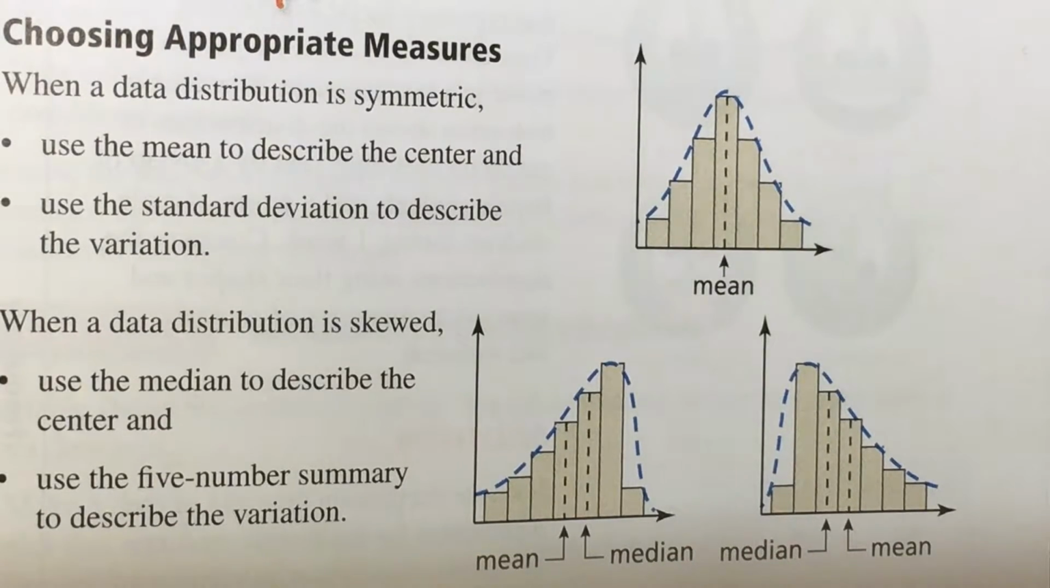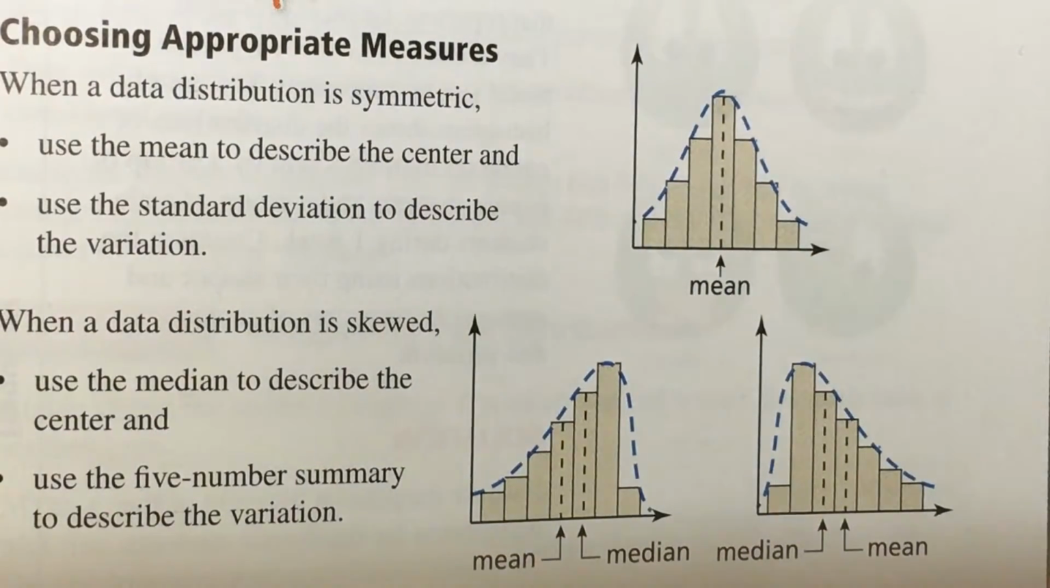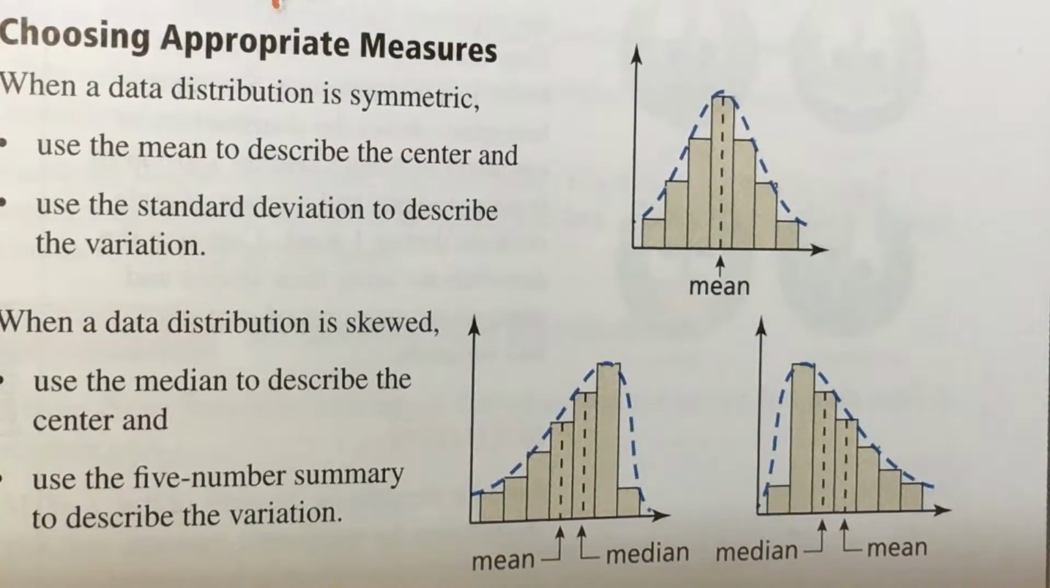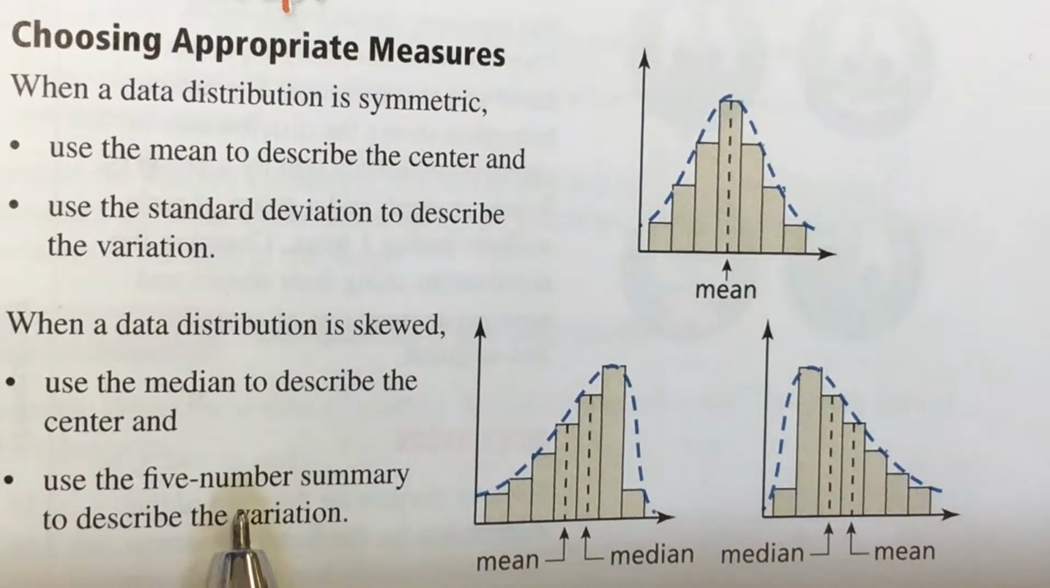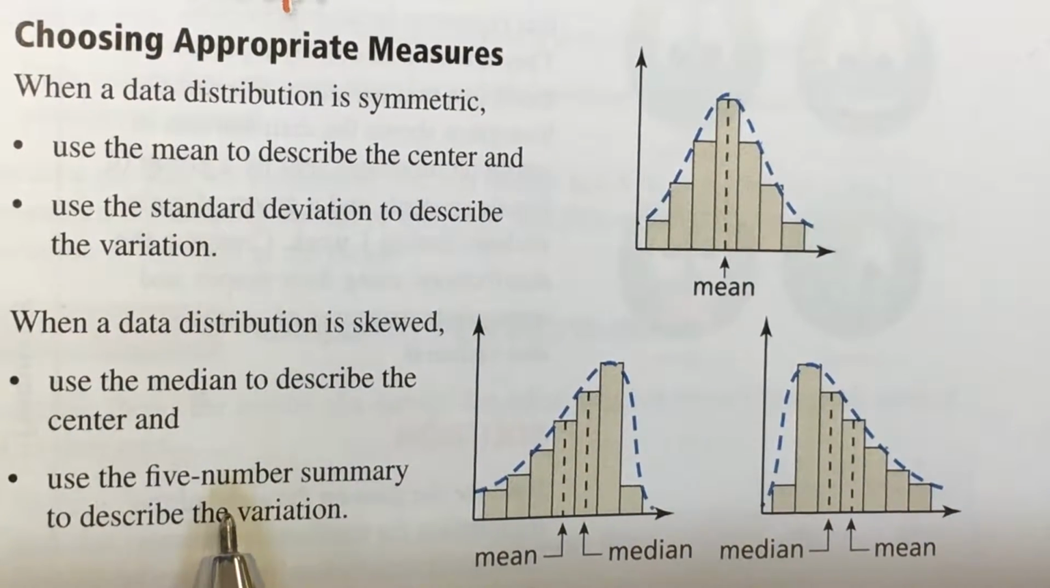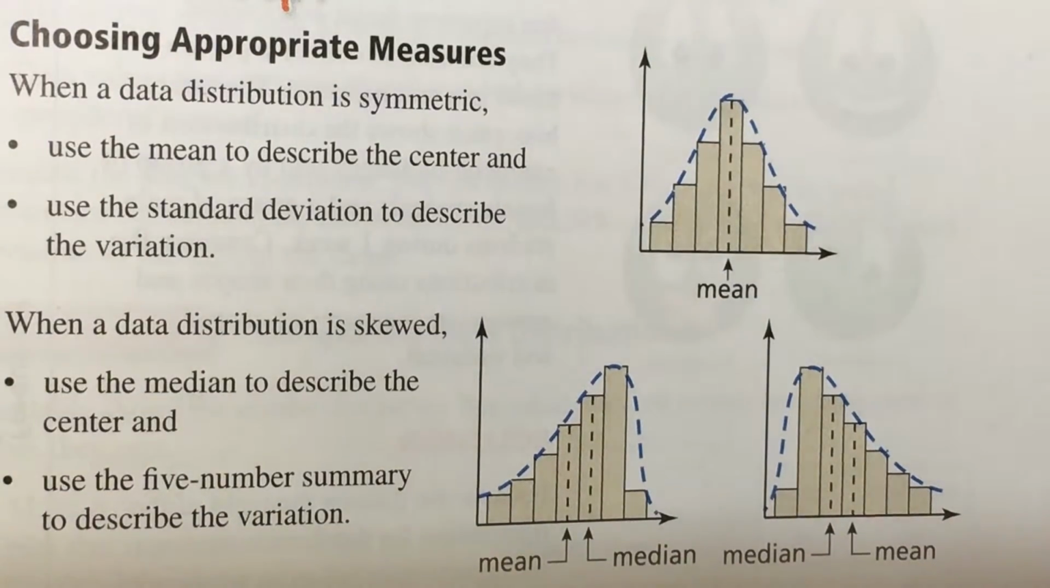Choosing appropriate measures. When you have a set of data or different types of graph, we can decide what type of data the mean or median represents the data the best, and also we can decide if the standard deviation or the 5-number summary, which is the minimum, maximum, and 3 quartiles, represents the data best.